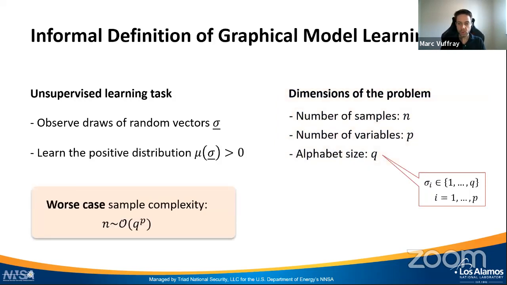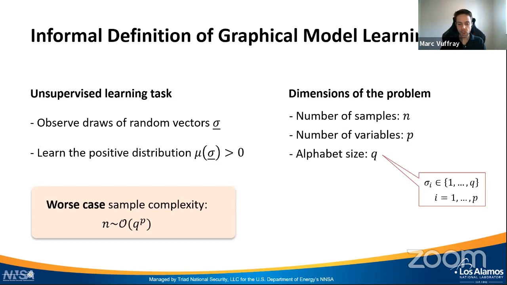So the problem of learning such a probability distribution in such a general class is that the worst case sample complexity will just scale with the number of different probability distributions that you may create with this type of variables. In this case, it scales exponentially with the dimension p, right? This is why it's in general a hard problem, and you will not address a problem of learning a probability distribution like this.